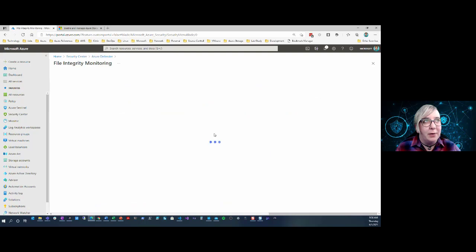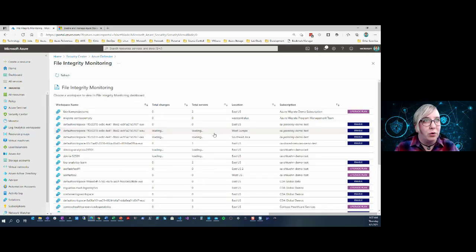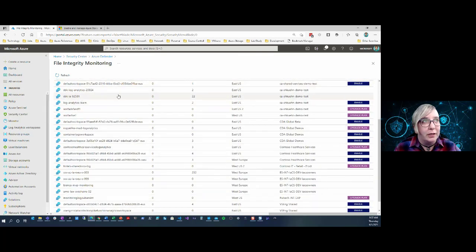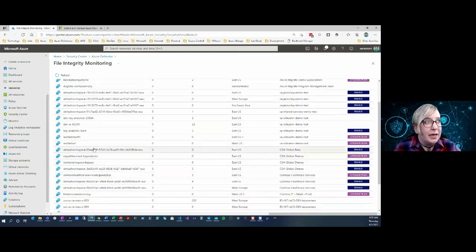I think the file integrity monitoring is kind of cool here too. You don't really know what's happening in your environment unless you're getting in there regularly. So having tools like this gives you that overview of how things are performing. So you can upgrade the plan. It's tied to a log analytics workspace. These are enabled already. I wonder if I've got any where it's not enabled.